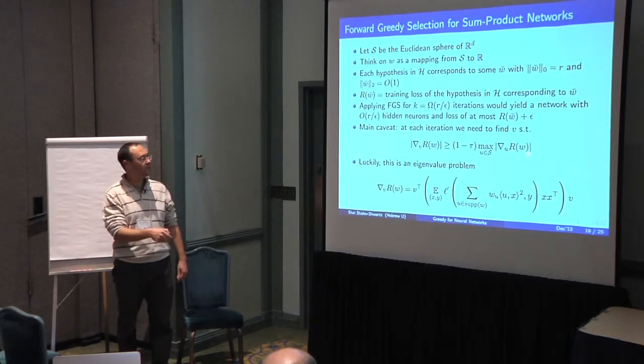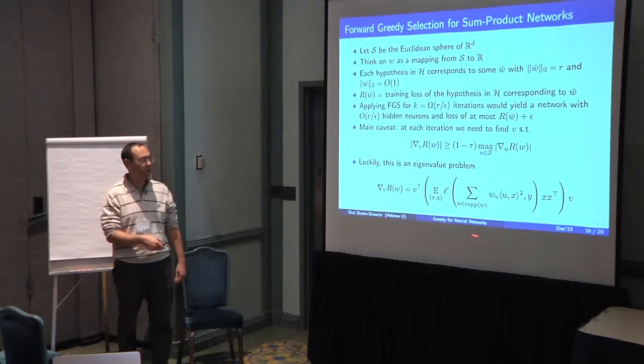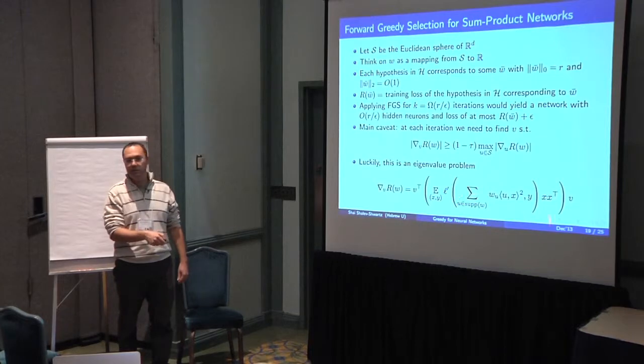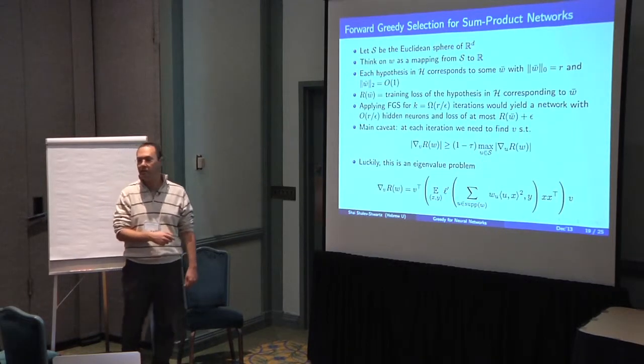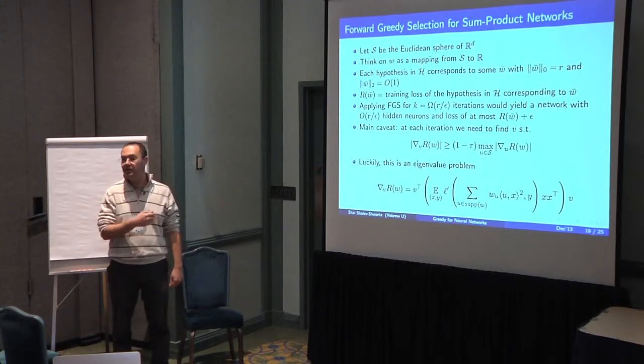And to maximize the gradient is to maximize this expression, but this is exactly an eigenvalue problem where we want to find the maximal eigenvalue of some matrix. We can do it exactly, but we can do it in linear time if we set tau to be 1/2. Because if we set tau to be 1/2, we can apply the power method and solve this in linear time.